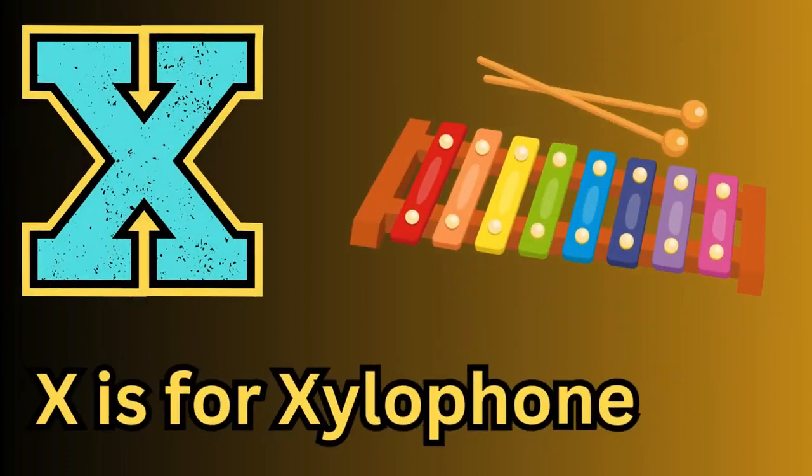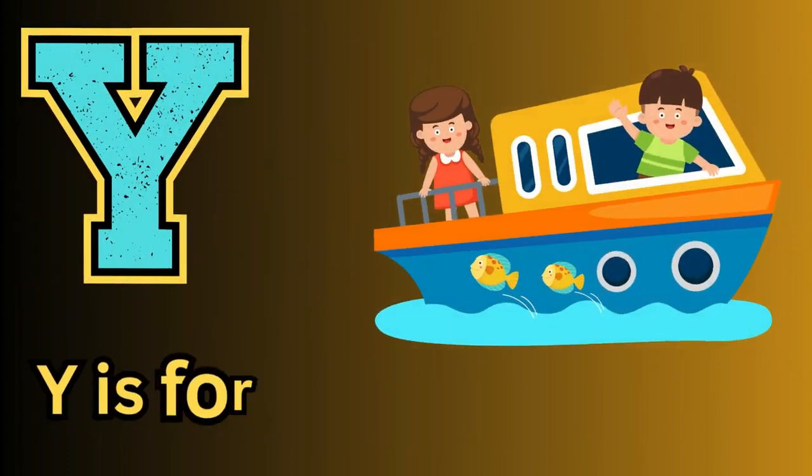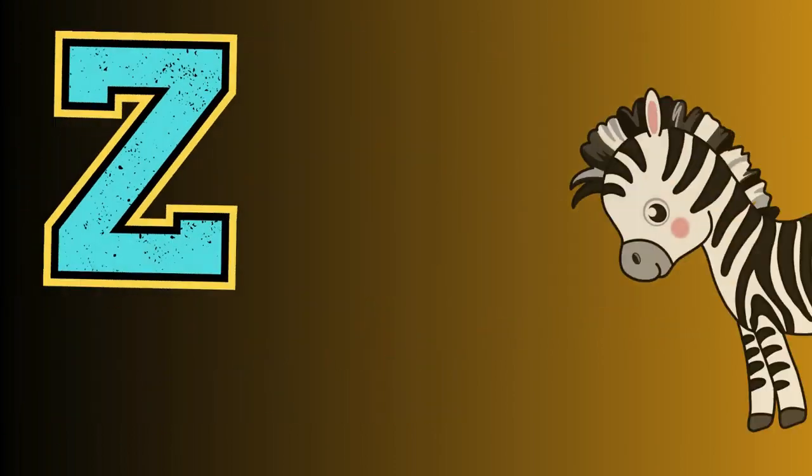X is for xylophone. Y is for yacht. Z is for zebra.